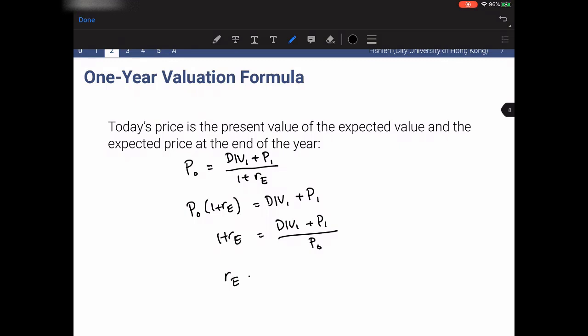So RE then is equal to dividend 1 over P naught. We can separate this because the numerator above is a sum, so we can split this fraction, and the fact that we subtract 1, we can combine that with the other fraction, and we should get P1 minus P naught divided by P naught. And everything should look familiar now, right? The first term of the right-hand side is the dividend yield. And the second term on the right-hand side is the capital gain rate.